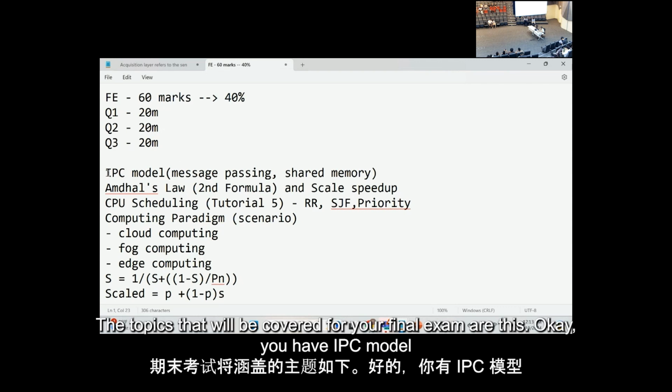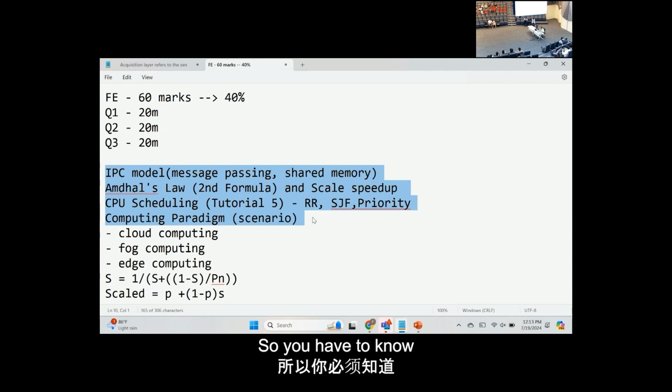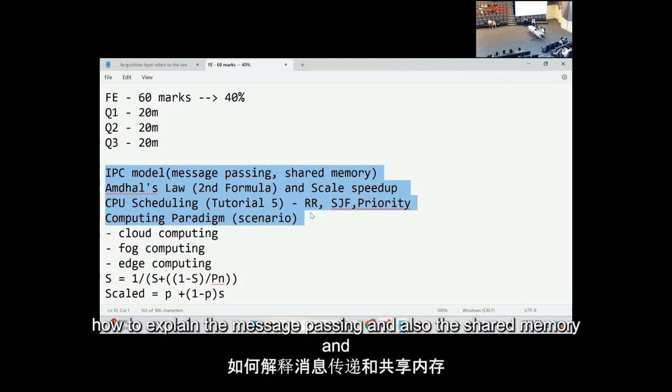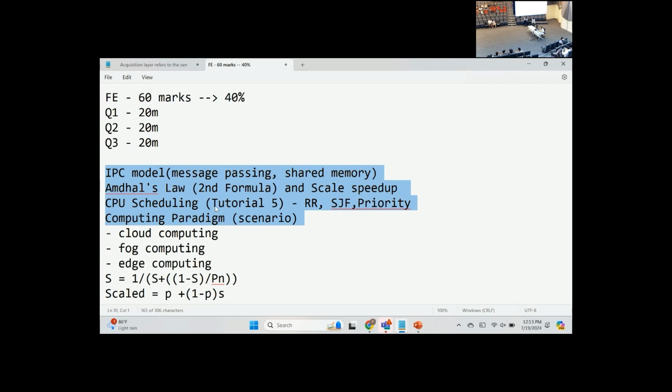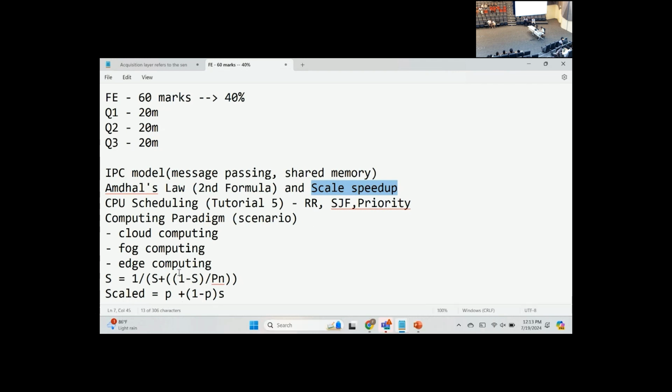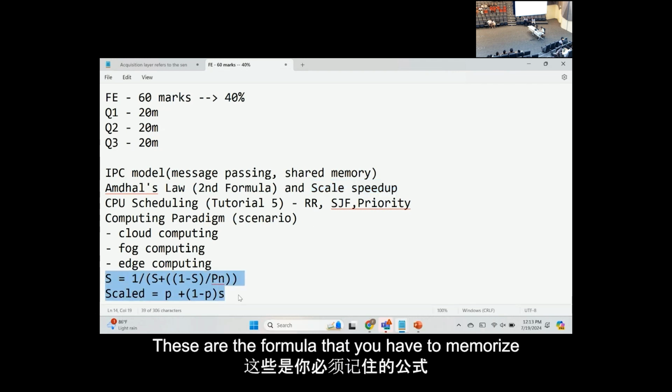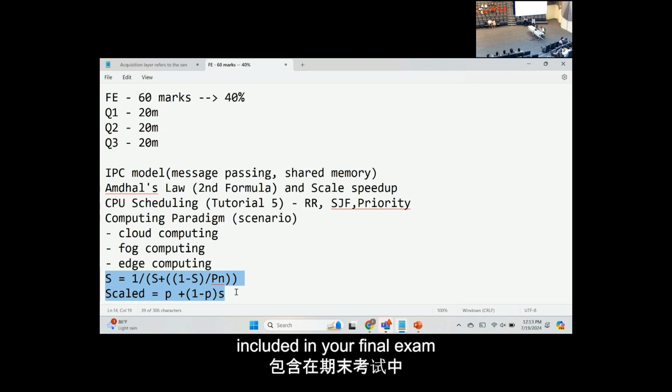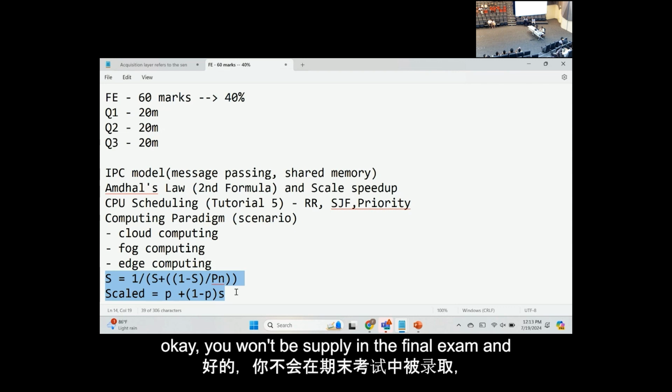The topics that will be covered for your final exam are these. You have the IPC model, so you have to know how to explain message passing and shared memory. You also have to know how to use Amdahl's law and the scaled speedup formula, or Gustafson's law. These are the formulas that you have to memorize, because they won't be supplied in the final exam.